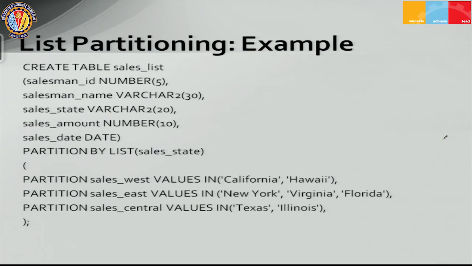So you can see that these state names do not follow any range or any pattern. So you can specify a list, and you can give them appropriate names to represent, say, different regions in a country or in the world, right? So this is an example of list partitioning.